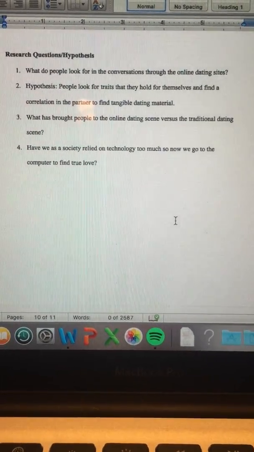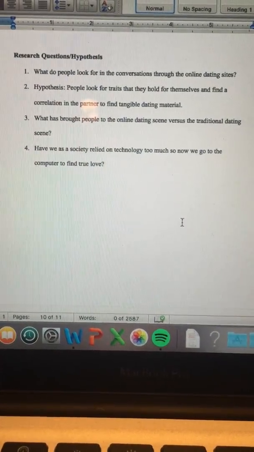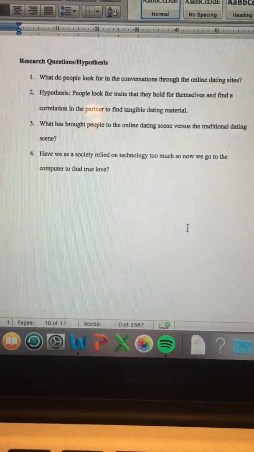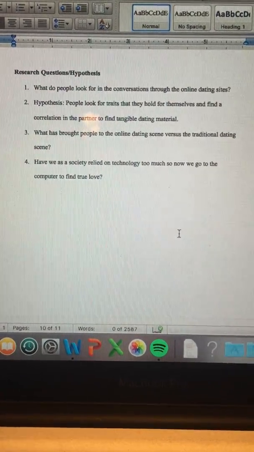So it's almost like for guys, people have heard of, they want to find somebody that's like their mom. So people will look for those certain traits and hopefully find somebody that has those exact traits.